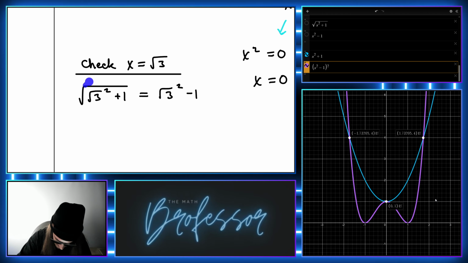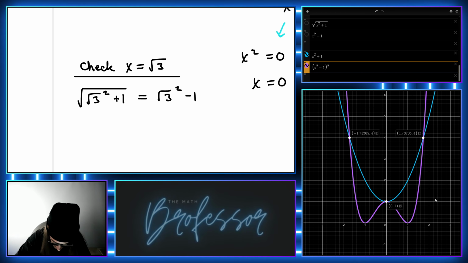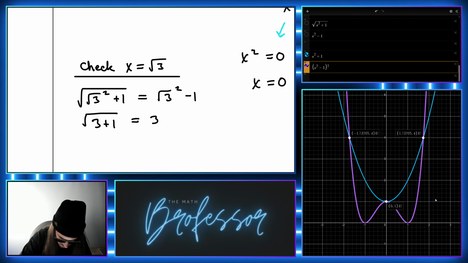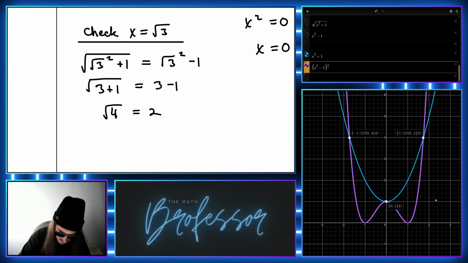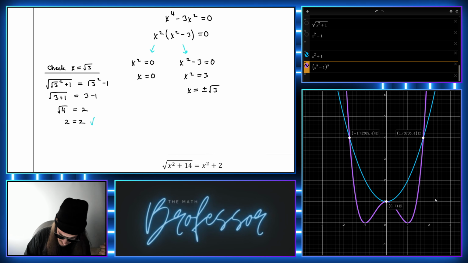So right here, this root 3 squared, that'll cancel, just leaving you with a 3 plus 1 underneath the root. Same thing here, those will cancel. 3 plus 1 is 4. 3 minus 1 is 2. And the square root of 4 is 2. 2 equals 2. There you go. So that works, right? It'll be the same thing with negative root 3. Since you're squaring them, the negatives will go away. The square of a negative is a positive. All right, so that worked.